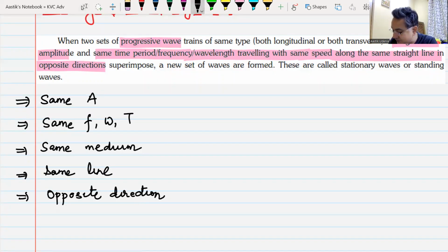Remember, these standing waves are possible only in a bounded medium. A medium which is bounded, it's not free. Wave cannot go from one medium to other medium, because if wave can go from one medium to other medium, the reflected wave will not be having the same amplitude. So it is only possible when the entire wave is getting reflected back.